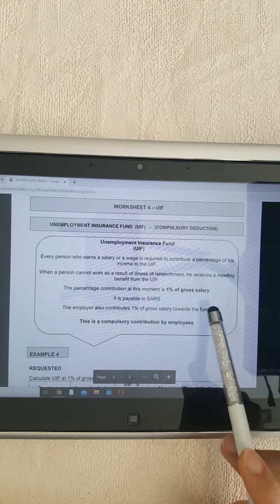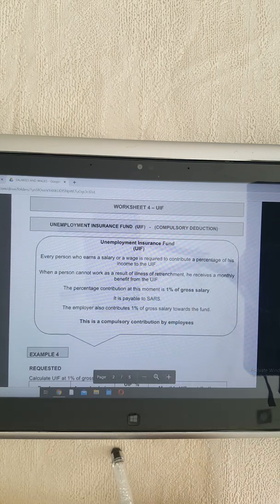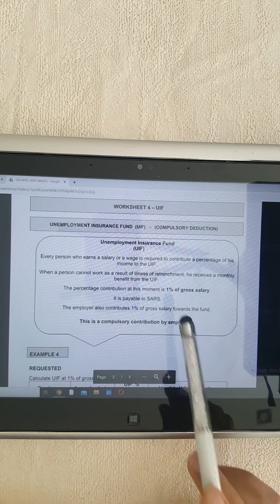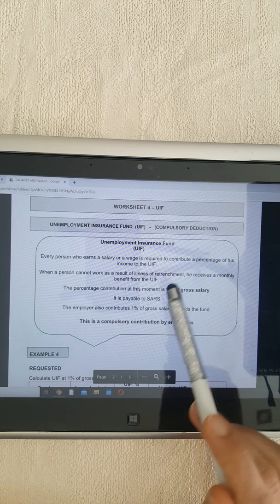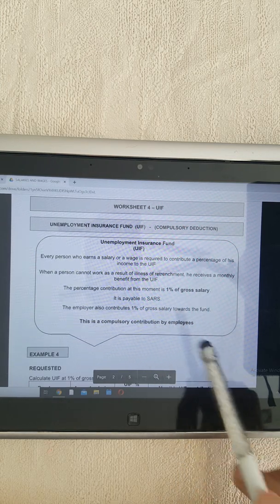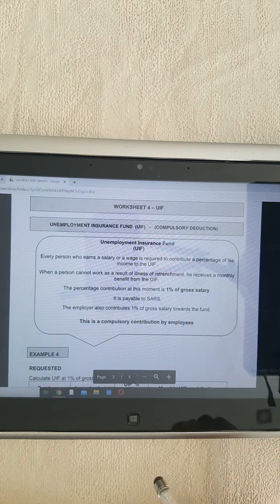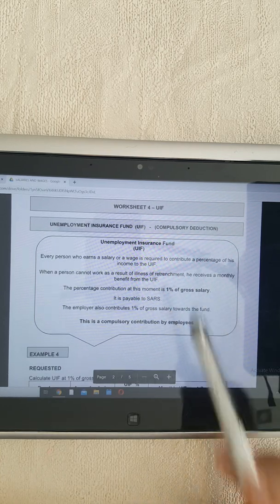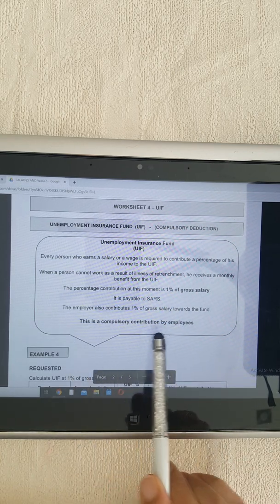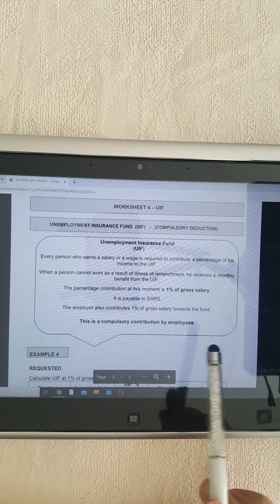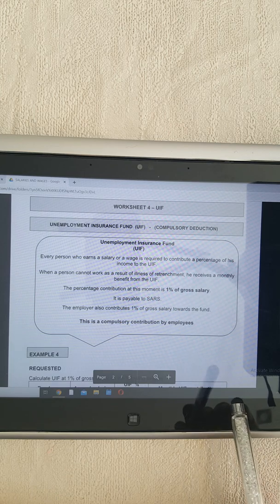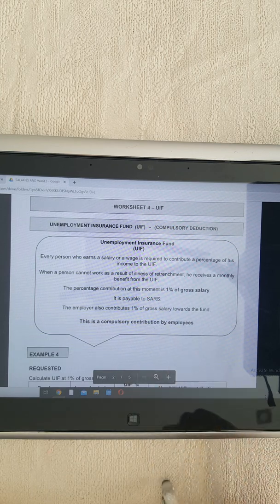Now what they're saying here is, this is the compulsory amount, and it's payable to SARS. Okay, and you have to pay a percentage every month, and also this 1% is compulsory, and it's determined by the Minister of Finance and by SARS, and at the moment in our country it's at 1%. Okay, so you have to know that UIF is calculated at 1%, and what happens is the employer also contributes 1% of the gross salary towards the fund. So the employee pays 1% and the employer pays 1%, and this is a compulsory contribution by employees.